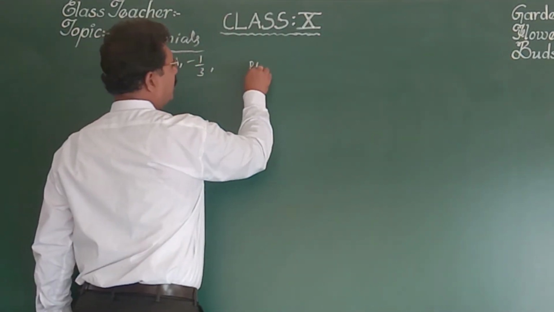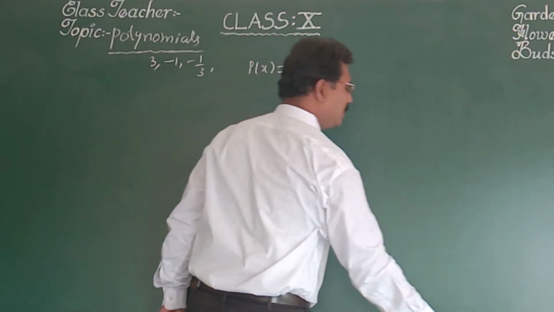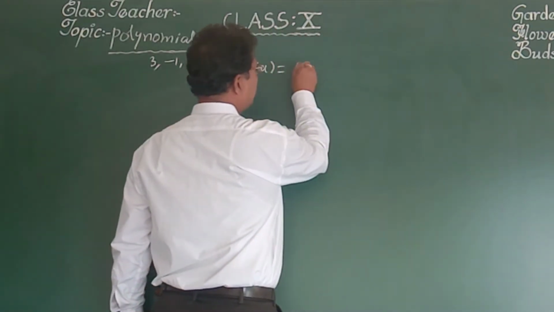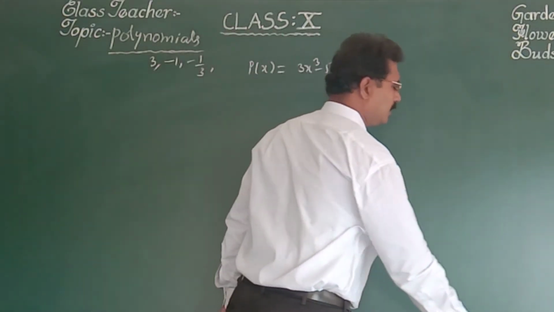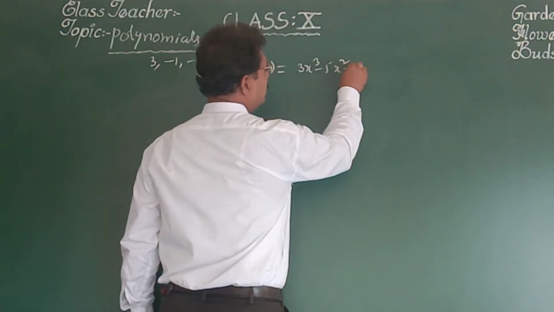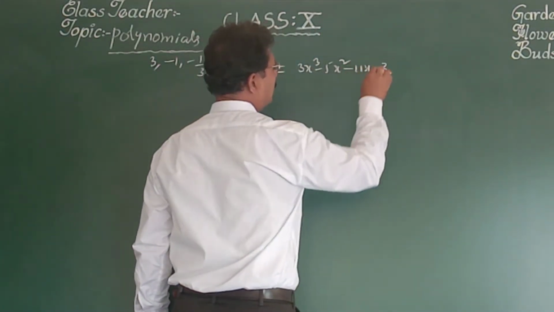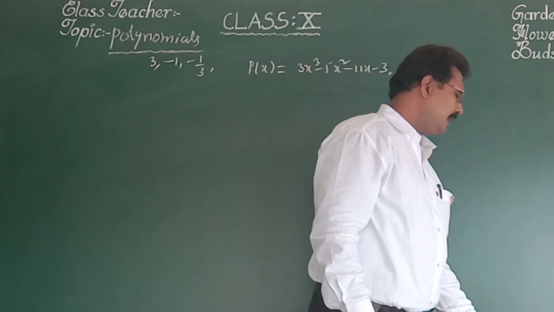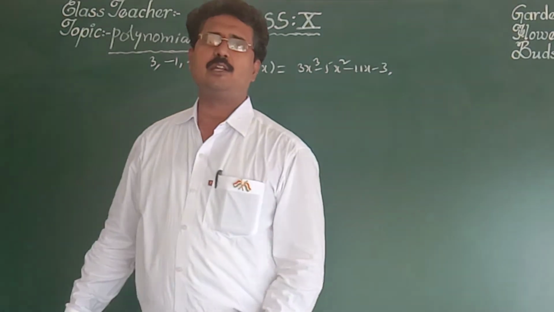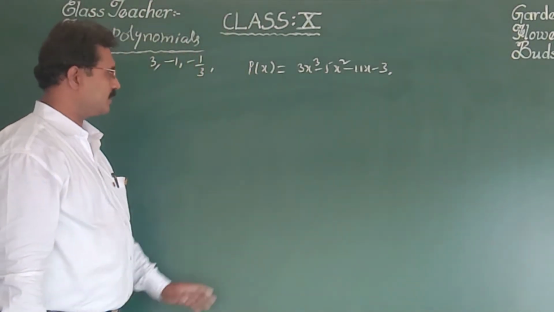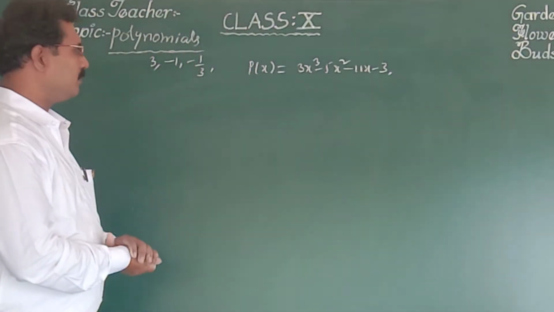The cubic polynomial p of x is equal to 3x cube minus 5x square minus 11x minus 3, and then find the relationship between zeros and coefficients. This is the problem. How to do this problem? Please see.